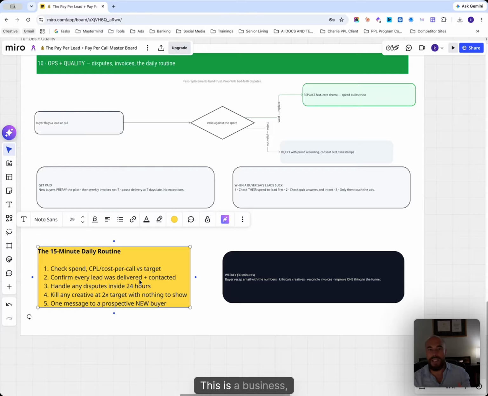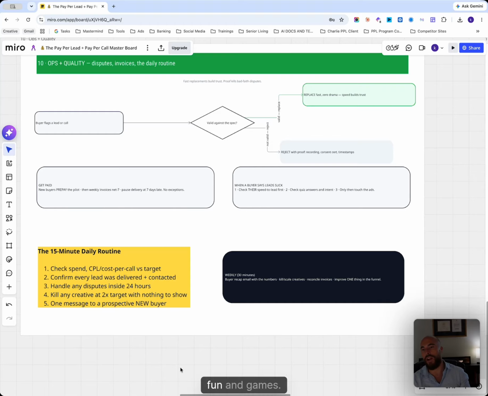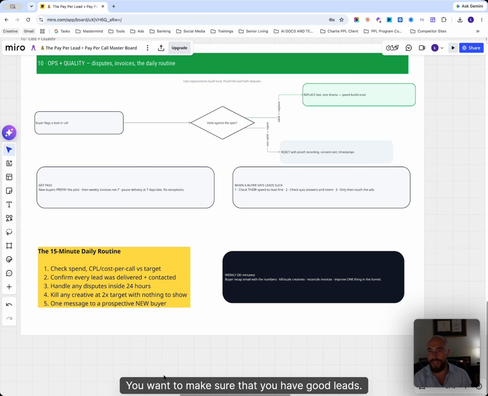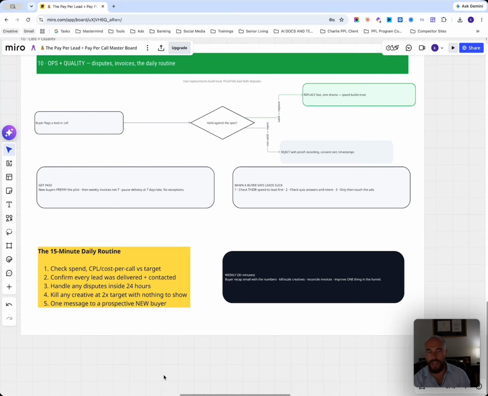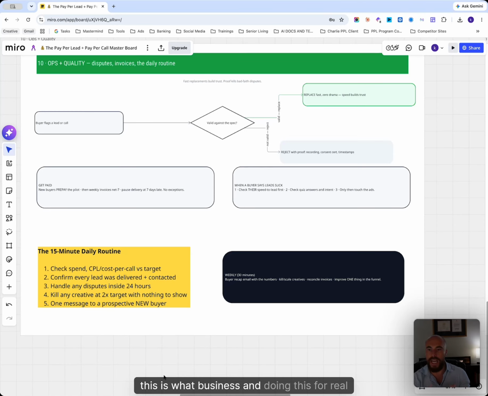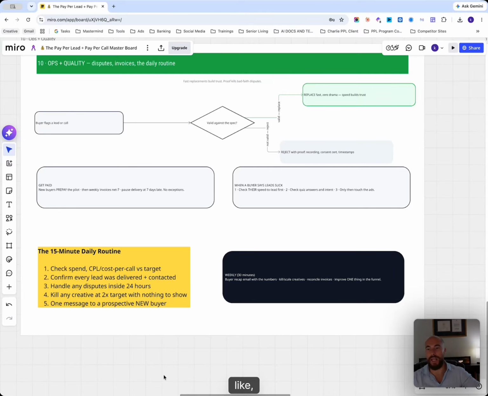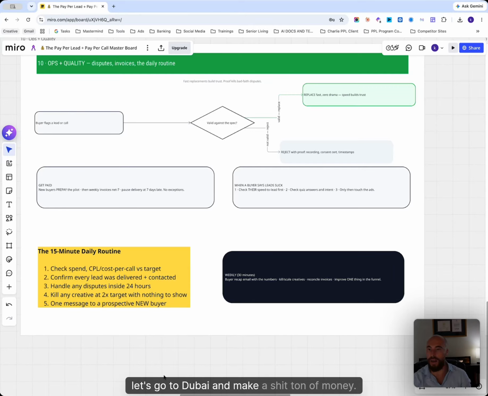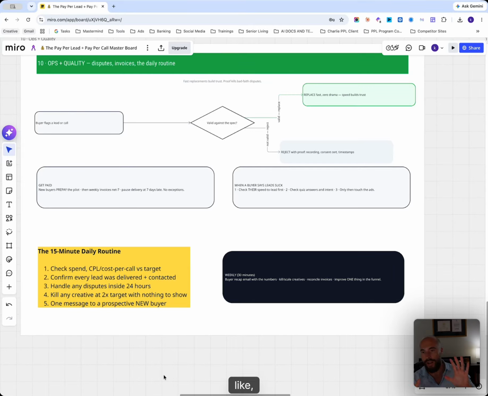This is a business, and it's not just fun and games. It's not just, let's make a ton of money. You want your leads to be good. You want to work with their team. You want to make sure that you have good leads and build a good reputation for yourself. This is what doing this business for real actually looks like, okay? It's not just, let's go to Dubai and make a ton of money. No, bro. Check your leads, talk to people, run a real business.